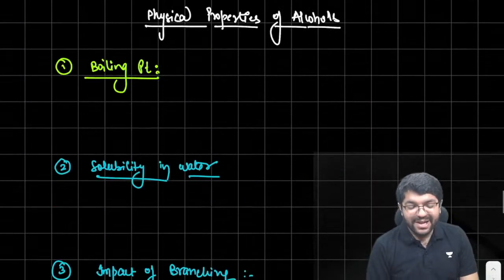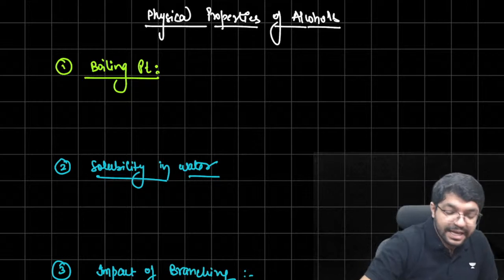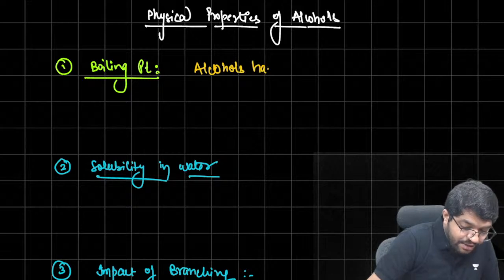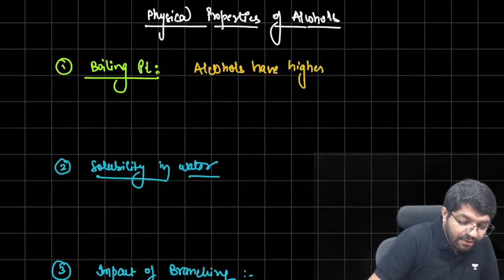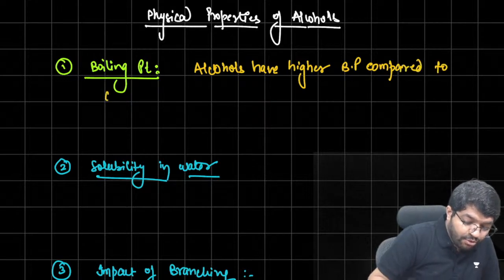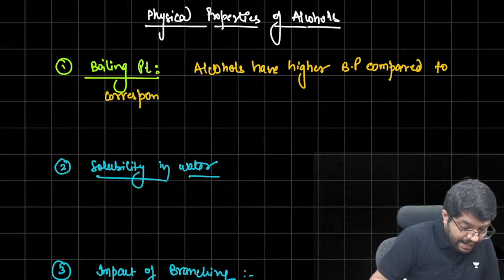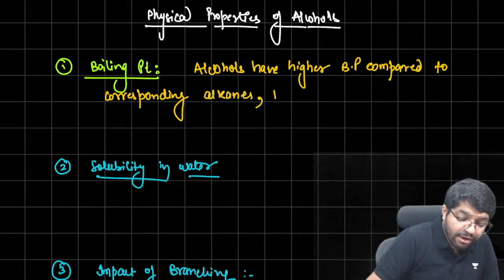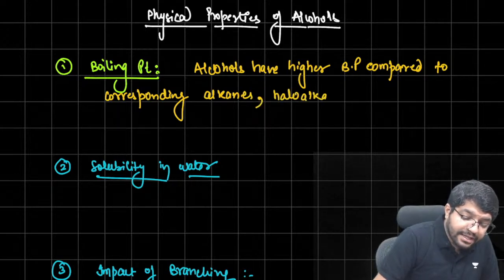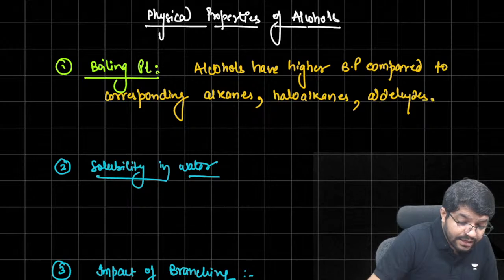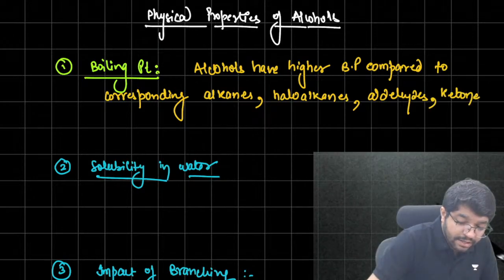But okay, coming back to the physical properties of alcohols. Yes, alcohols have a high boiling point. Alcohols have a higher boiling point compared to corresponding alkanes, haloalkanes, and indeed aldehydes and ketones as well.